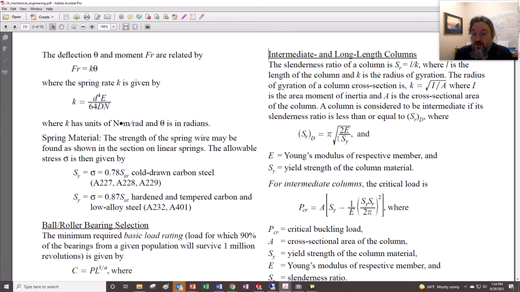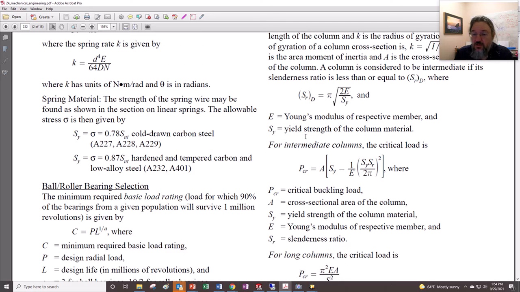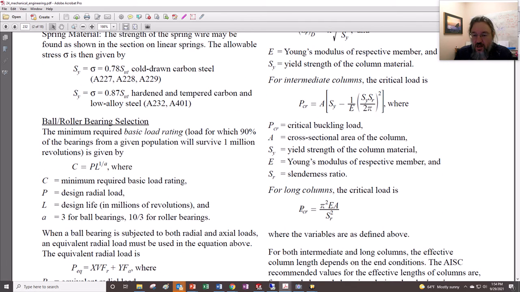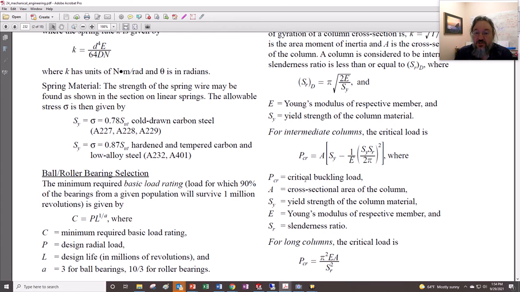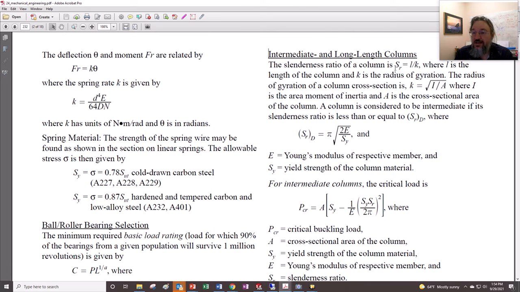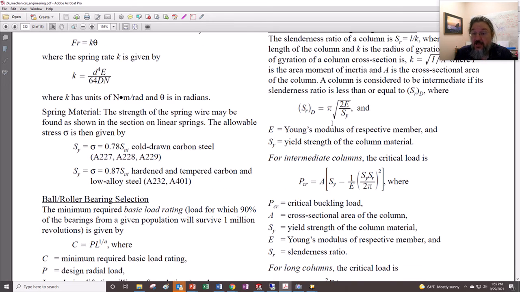So you could see, even though it's a little hidden right in here. Okay, no, there it is. For long columns, they're going SR squared, that's slenderness ratio, right? So they're defining SR right there as L over K, right? Where K is the square root of I over A, right? So there's your slenderness ratio, L over K, that we just talked about. And this right here is the decision of should I or should I not use a long column or an intermediate column, right?